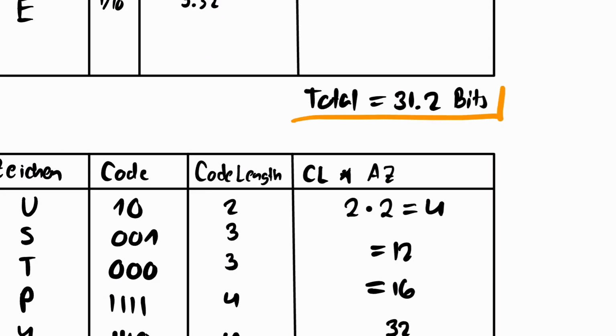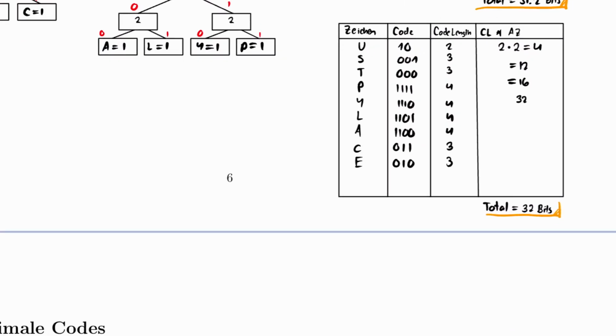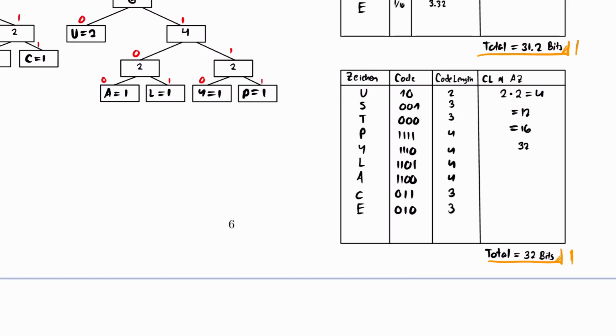And that is how you actually solve the thing. You have seen that, as you can see, the Huffman code is not optimal. It's 32 bits, but it's not 31.2 bits, which is the most optimal code we can get.